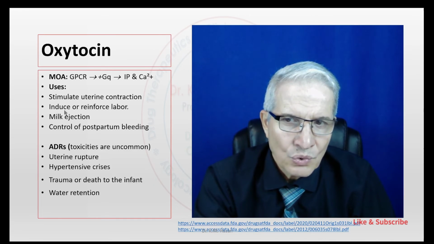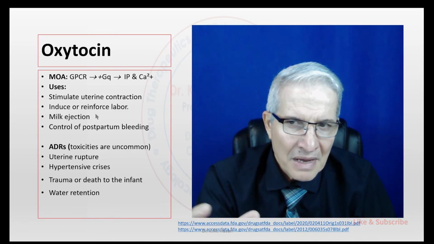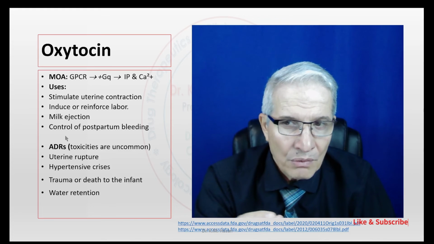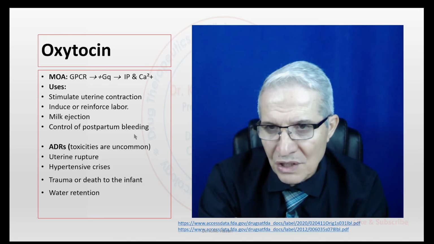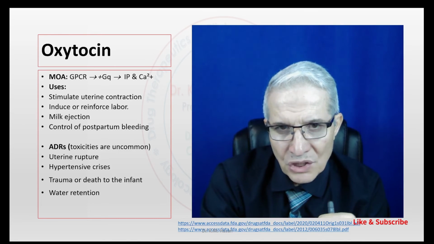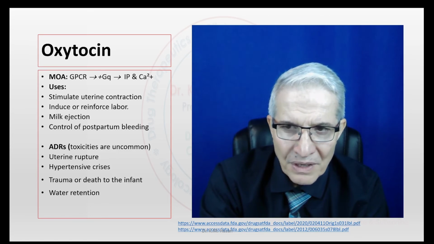Oxytocin is used to induce or reinforce labor. Oxytocin will help milk ejection during lactation. Oxytocin could be used to control postpartum bleeding. So all these are considered actions and clinical uses: stimulate uterine contraction, induce labor, enhance milk ejection from the breast.